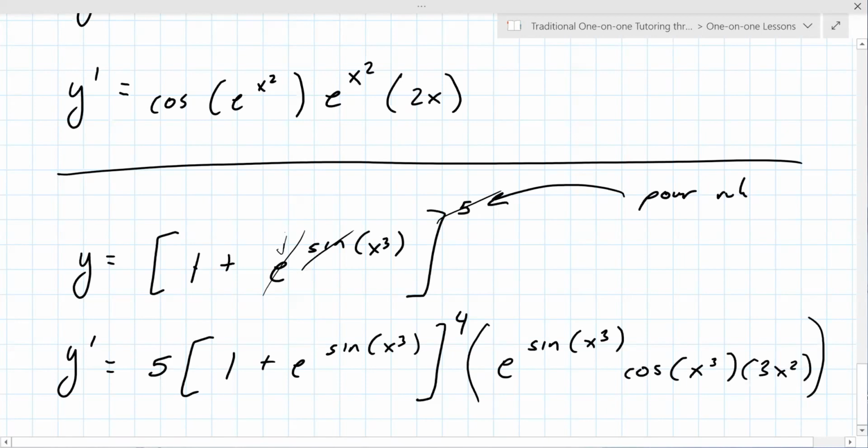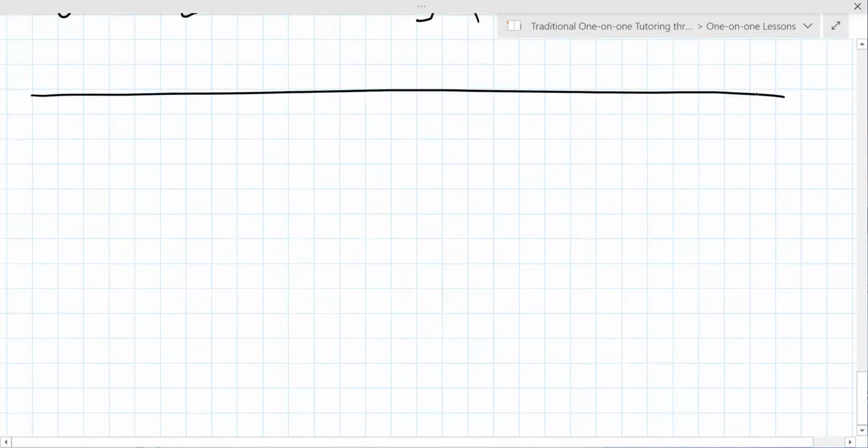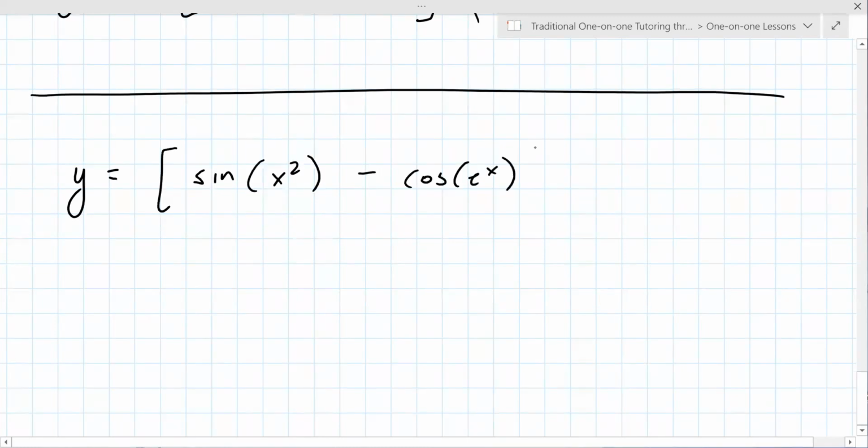Okay. So let me give you some problems here and just see if you've got a good handle on this. So let's say it's sine of x squared minus cosine of e to the x, all to the power of 3. And I'd like you to take the derivative of that, please.